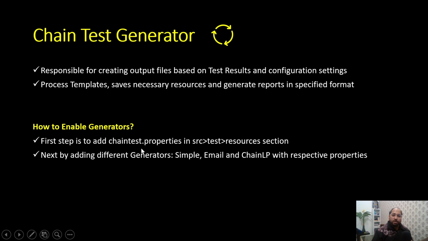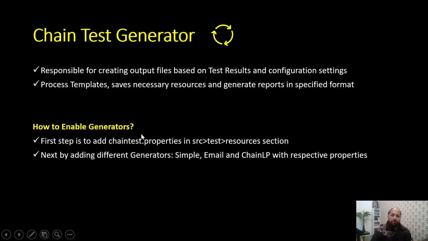Okay. Now let us try to understand the different components of ChainTest. ChainTest has the core component, which is the generator, which is responsible for creating output files based on test results and the configuration settings. When we execute the test cases through automation, we get the test result in the form of either pass or fail, right? On top of it, ChainTest has configuration settings. Using the test result and the configuration settings, it will generate the output file. Then with these output files, it will process the templates and store the necessary resources such as screenshots, and then it will generate the report in the specified format. So everything happens in the background, right?